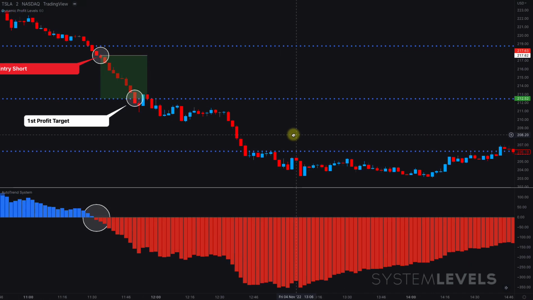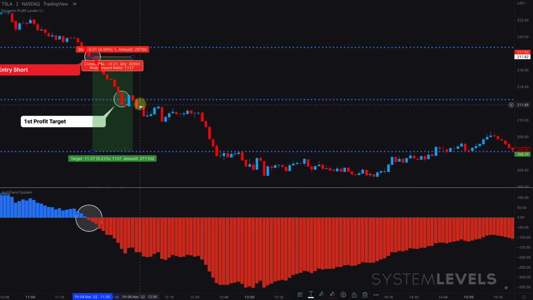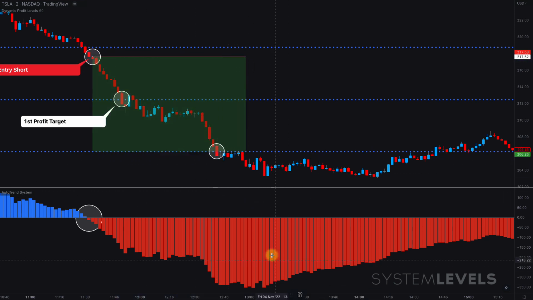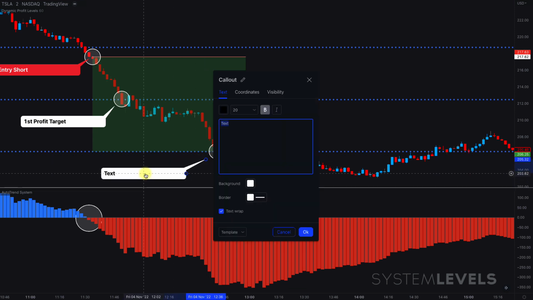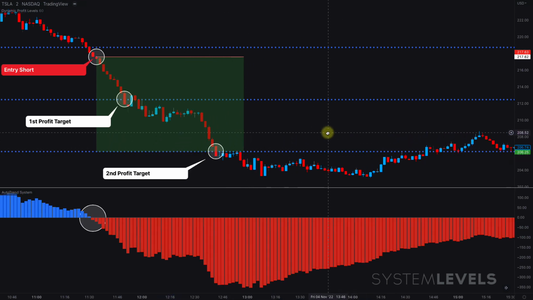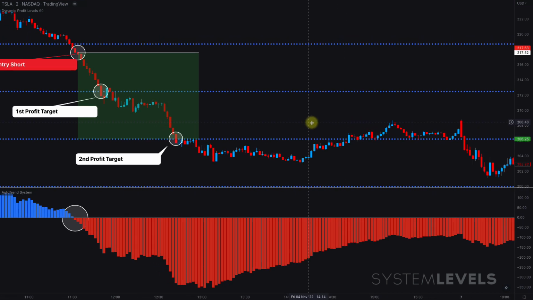So obviously, you know how the trade progressed. We came down, we hit our second profit target right here. There we go. That's our second profit target because price made its way down and it hit another DPL, another dynamic profit level. This dotted line down here. At that point, we can cover our second third or our second quarter of our position.